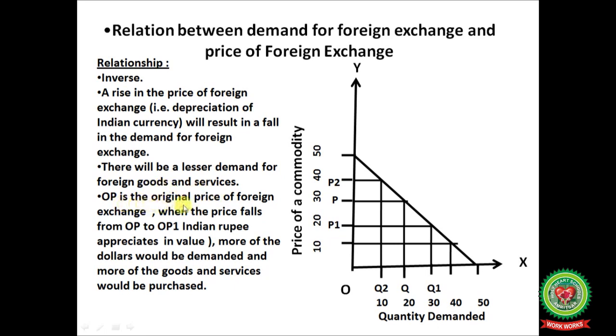So there will be a lesser demand for foreign goods and services. As you know, OP is the original price of foreign exchange. When the price falls from OP to OP1, Indian rupees appreciate in value and more of the dollars would be demanded and more goods and services would be purchased at P1.